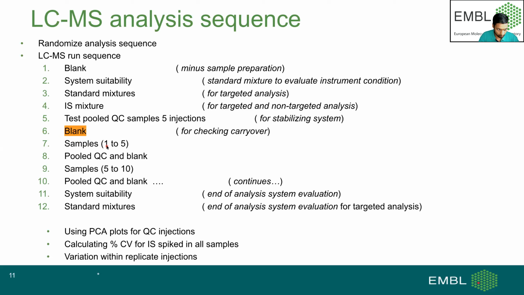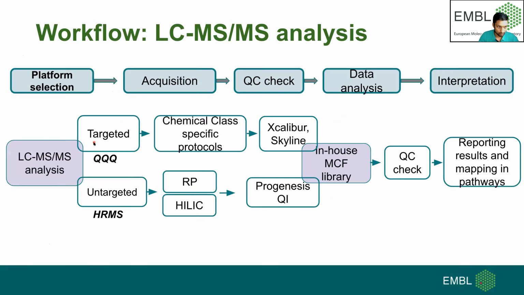Then what we do, particularly for a quality check, after each 5 samples, we inject one pooled QC, the same QC injected after each 5 samples. I will show you afterward that these QCs should be consistent because you are using the same sample. If they are not consistent, then there's something wrong during the analysis of the samples.